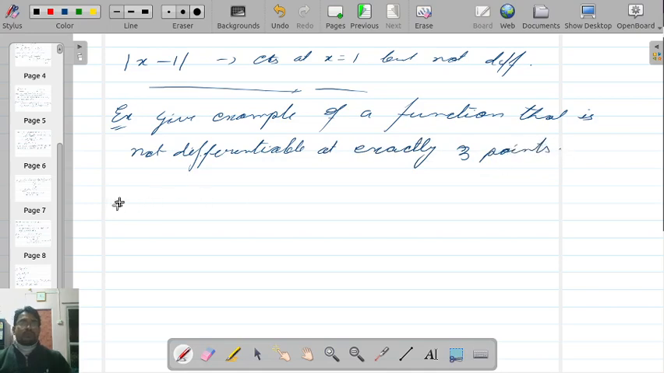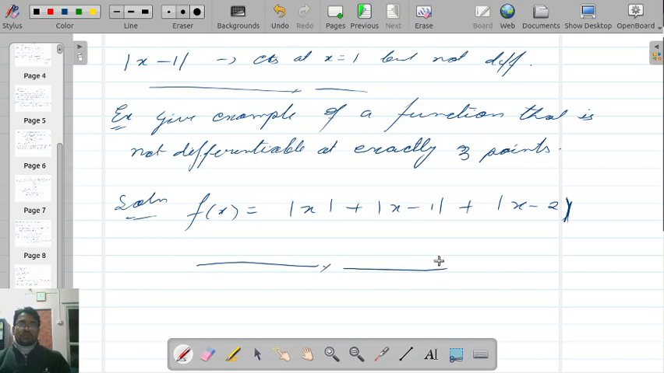Okay, so the simplest way that you can answer is f(x) equal to mod of x plus mod of x minus 1 plus mod of x minus 2. Okay, so this function is not differentiable at x equal to 0, it's not differentiable at x equal to 1, and it's not differentiable at x equal to 2 also. So this is one simple example. So immediately using this concept itself, we can give examples of a function that is not differentiable at exactly say 1000 points. Okay, so we can just take the sum of these moduli, right?